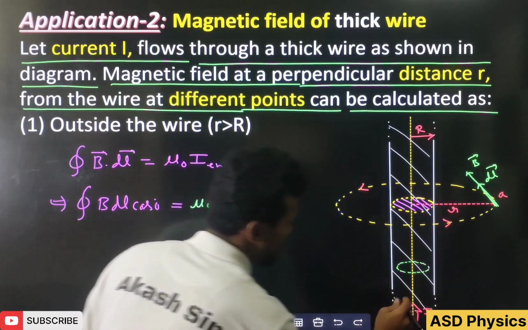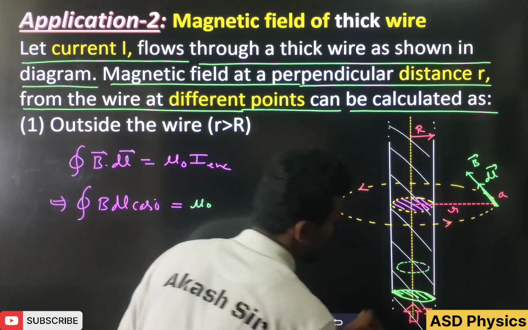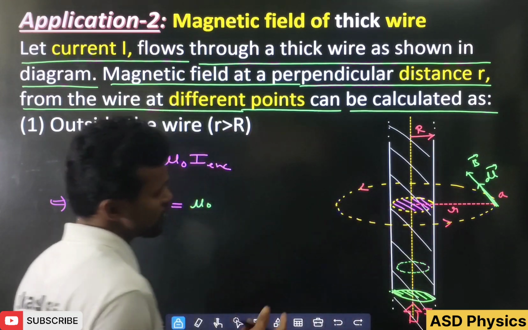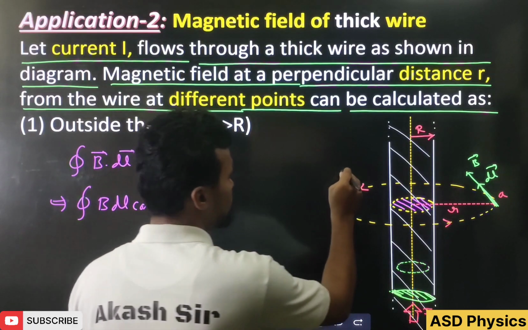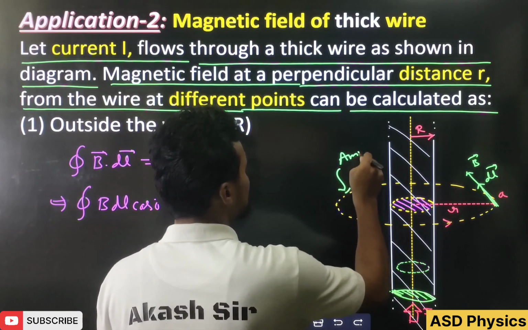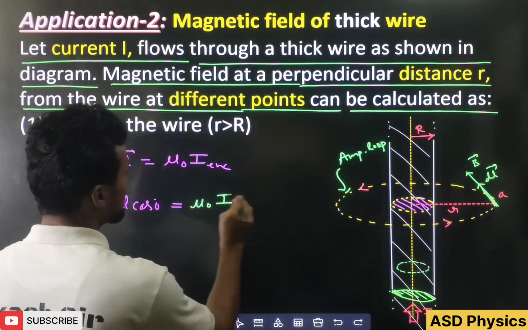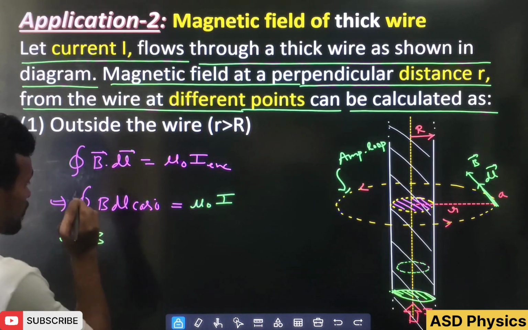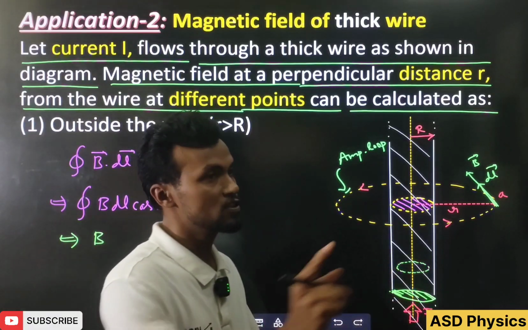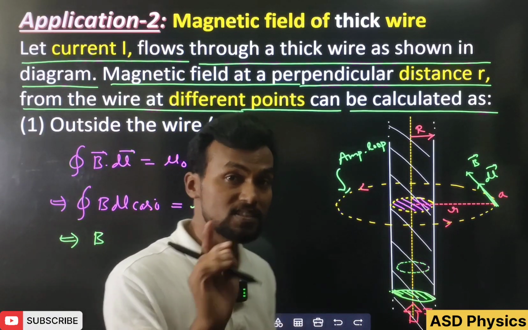This current I is passing through the full cross section. See this full cross section, total current I. This cross section and this cross section are anyhow the same, because the full thick wire is inside the Amperian loop. This is the Amperian loop. So mu naught, and how much current is there? I. Now at a distance of small r, at all points, the magnetic field value is the same. Maybe the direction is tangential, but the value is the same.